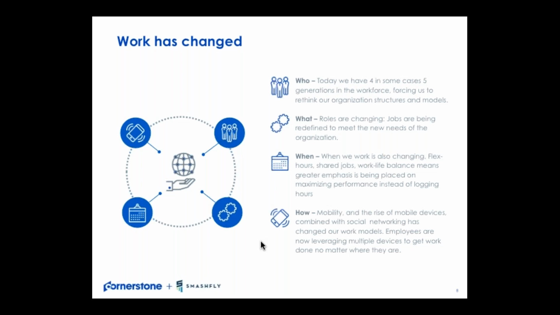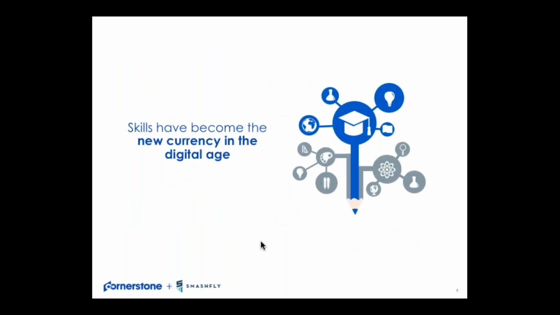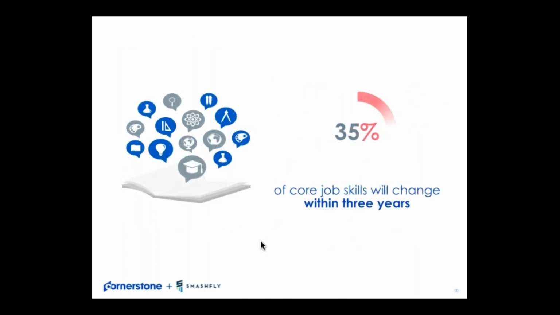The type of work that's being done, we'll talk more about the roles and the jobs that are changing. When work is being done, right? Work's being done around the clock. And then, of course, how it's being done, with the rise of mobile, has really created more connectivity amongst our workforce. And so all of those things have really created an age where skills have become really the new currency.